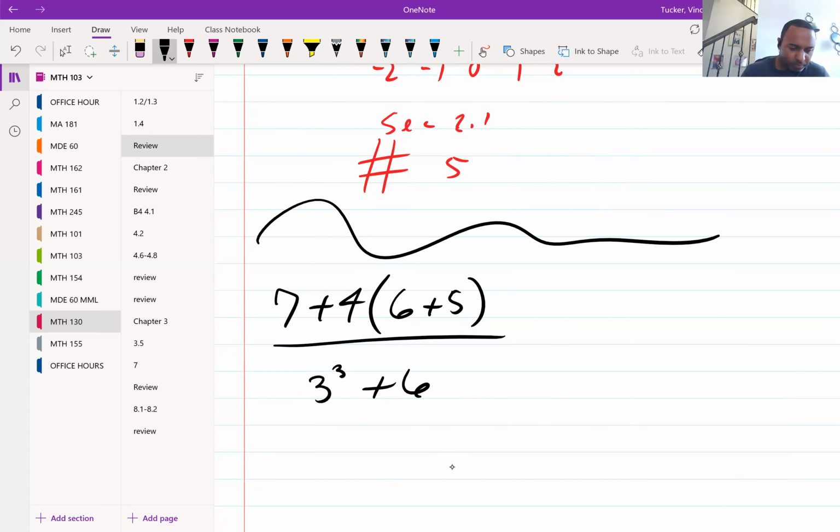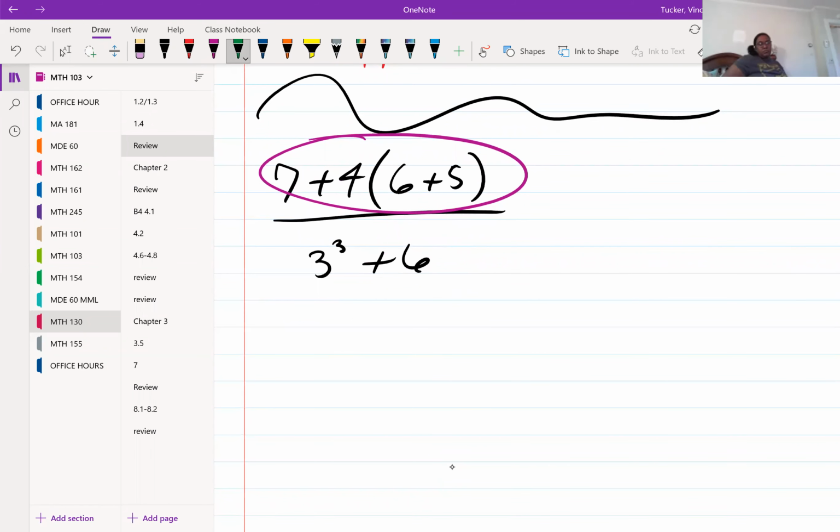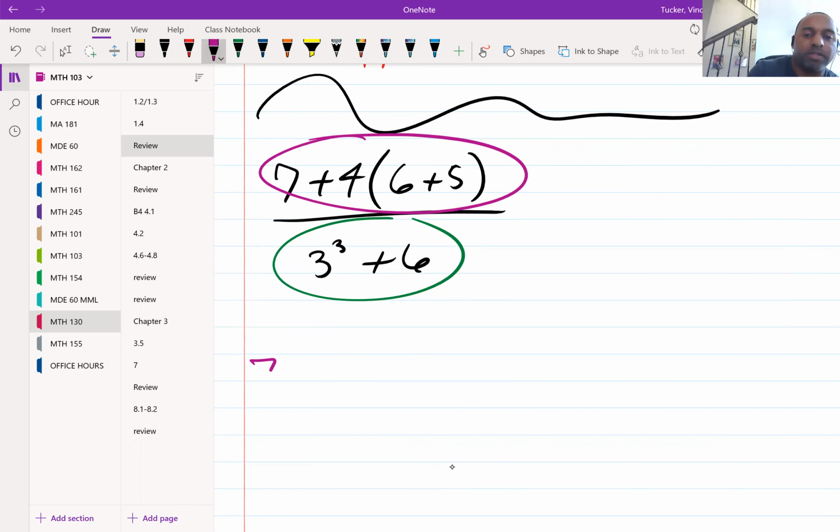So this is the problem, right? Yep. All right, cool. So here we have 7 plus 4 times the quantity of 6 plus 5, over 3 cubed plus 6. The first thing you want to do is look at these almost like you have two different problems. You don't want to try to do them together because they're not simplified as much as possible on top and bottom, and doing them together is just going to be more complicated than it's worth. So let that be green. Come down here and do that one separately. You want to do what's in the parentheses first, order of operations.